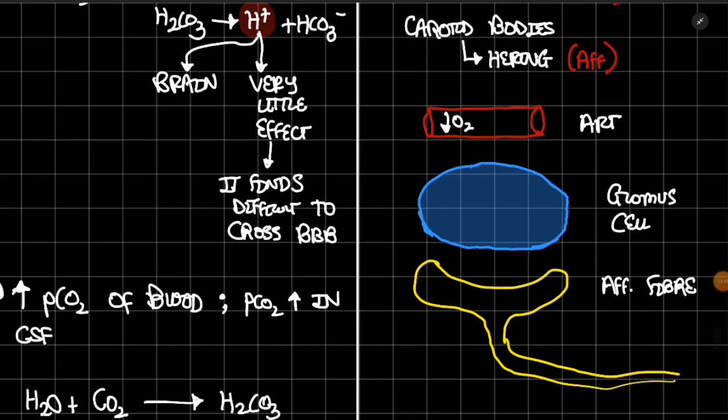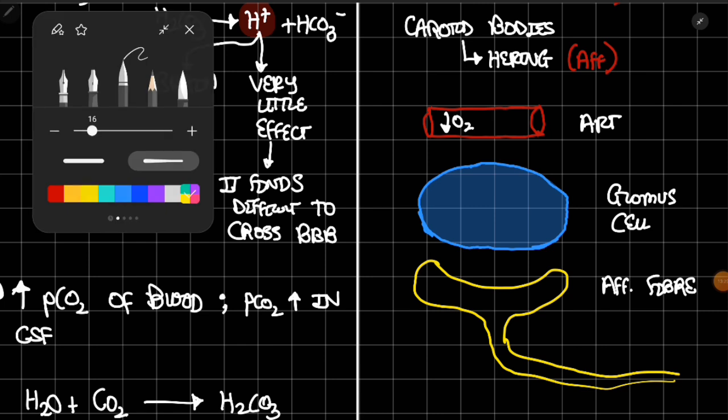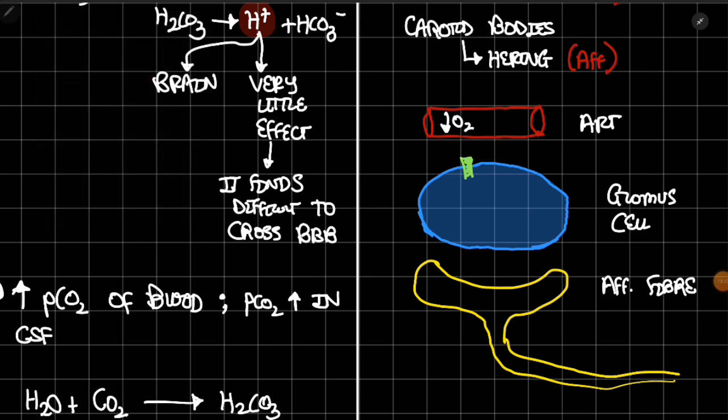So there is decreased O2. First we go to the glomus cell. Decreased O2 will stimulate the glomus cells. So what will the glomus cell do? Basically, the K plus concentration increases in the glomus cell. Mind it, it is the glomus cell, so it may create some confusion. K plus in the glomus cell increases, but the K plus channels are closed.